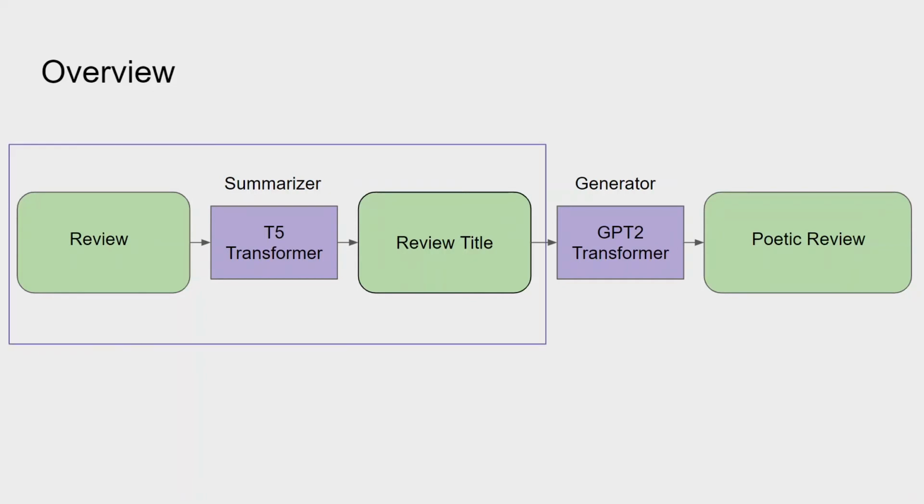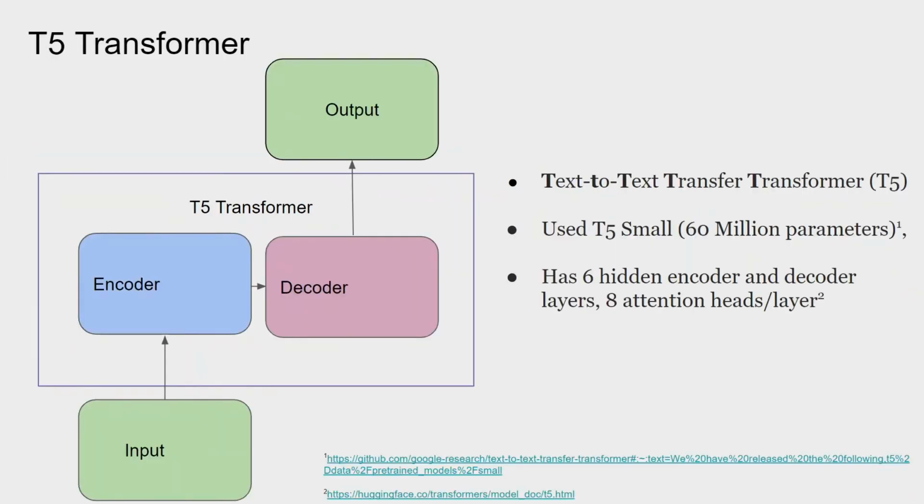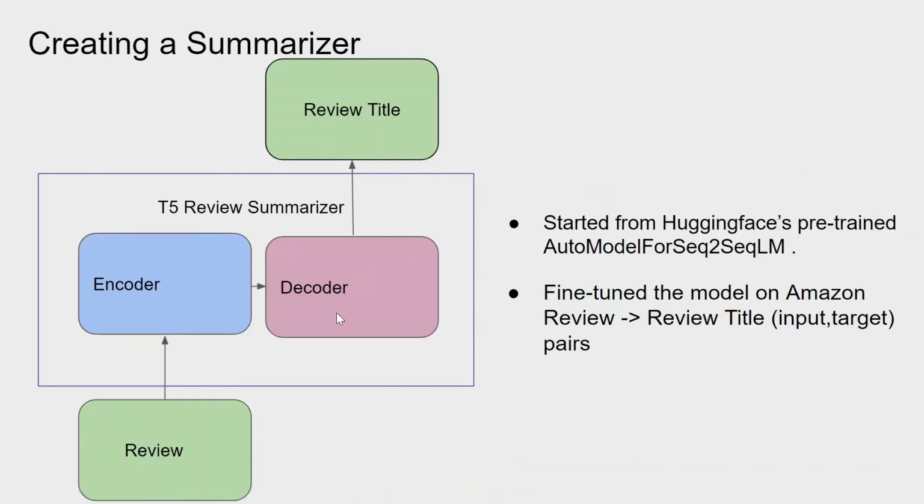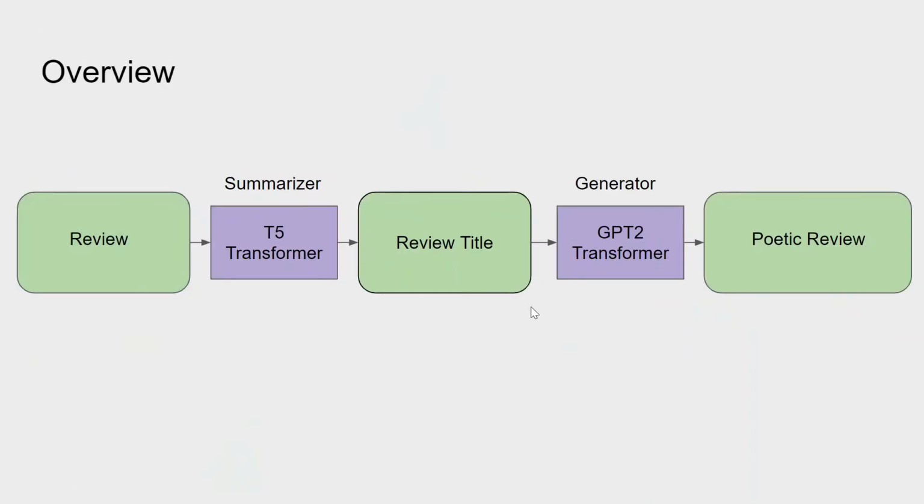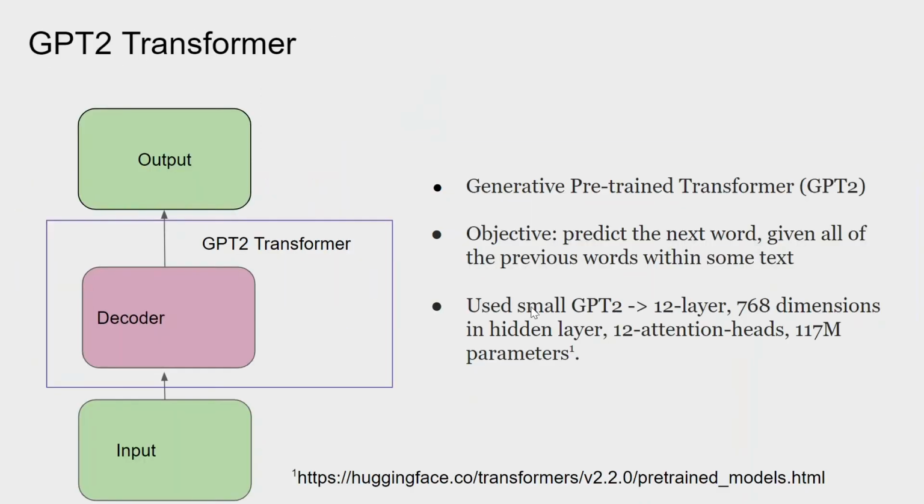So the summarizer is a T5 transformer, which has around 60 million parameters. It has 6 hidden encoder and decoder layers with 8 attention heads per layer. And it has an encoder and a decoder section. And basically, we just use the pre-trained language model of the T5, and we fine-tune it on Amazon reviews and review titles. Okay, now for the generator, we use GPT-2.